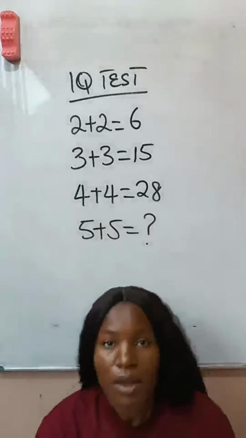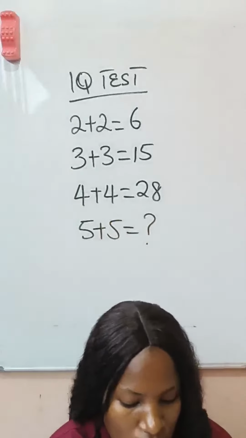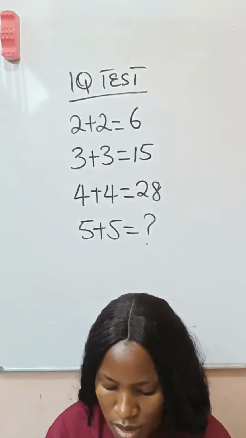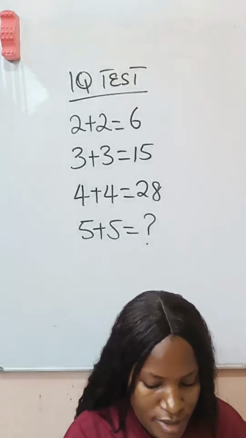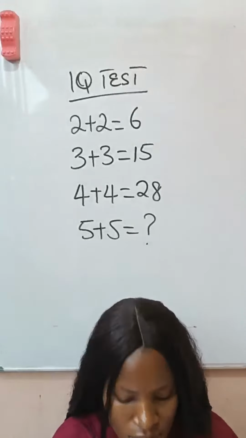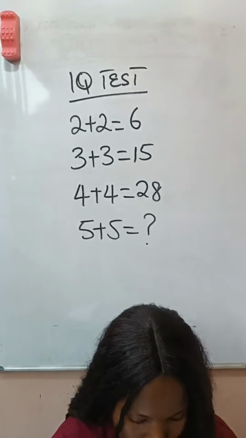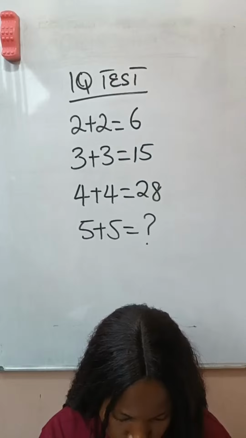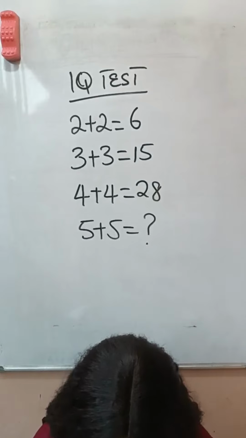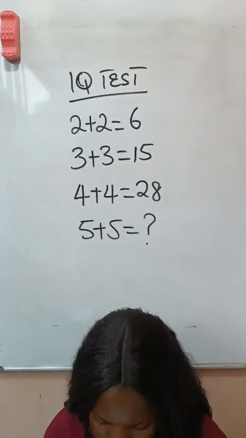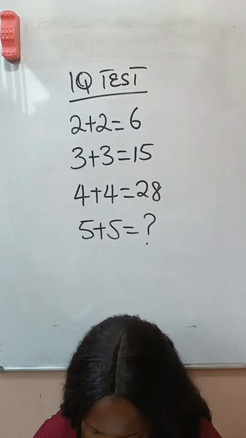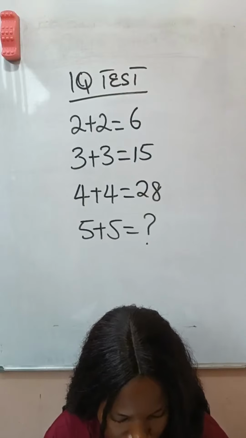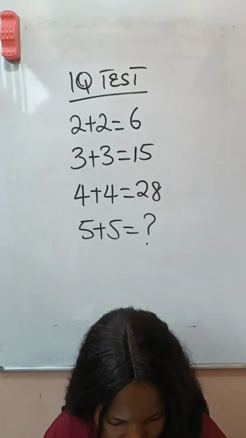So that is the question. What do you think the answer should be? Let's hear your answer, see your answer in the comments. If 2 plus 2 is 6, 3 plus 3 is 15, 4 plus 4 is 28. Now what is 5 plus 5?